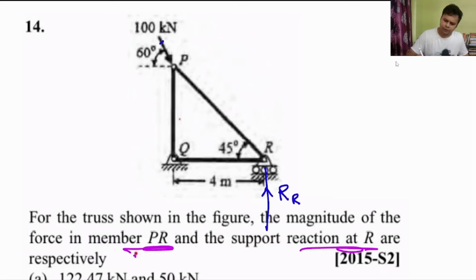Now let me resolve the 100 kilonewton force into two parts. So 100 cos 60 and 100 sin 60. Cos 60 is half, so it will become 50 kilonewton, and this will become 50 root 3, sorry, root 3 by 2, so 50 root 3 kilonewton.